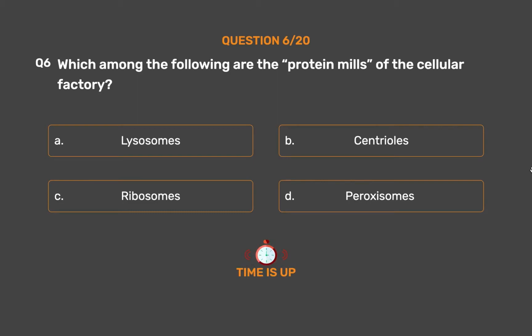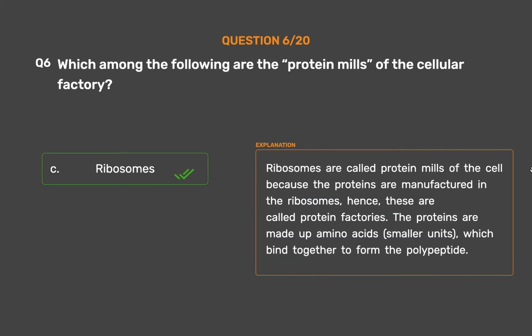The correct answer is option C, ribosomes. Ribosomes are called protein mills of the cell because the proteins are manufactured in the ribosomes. Hence, these are called protein factories. The proteins are made up of amino acids, smaller units, which bind together to form the polypeptide.